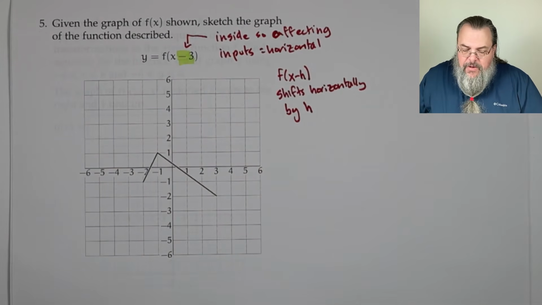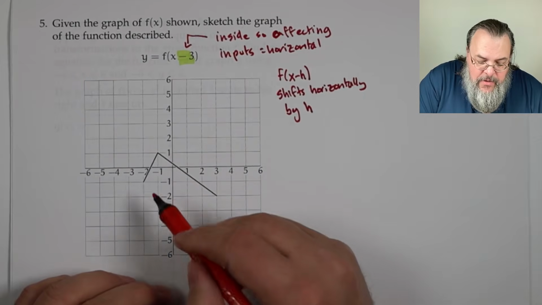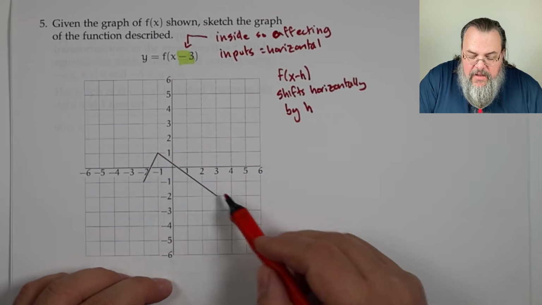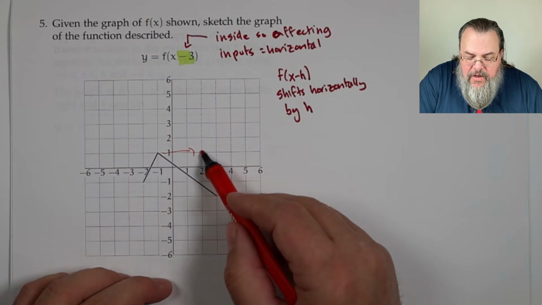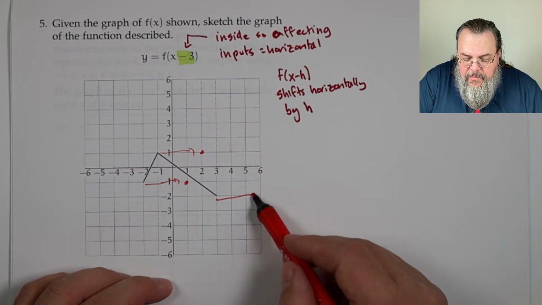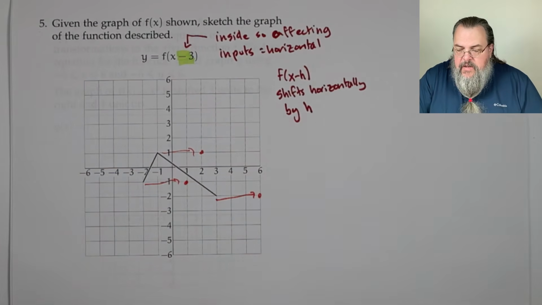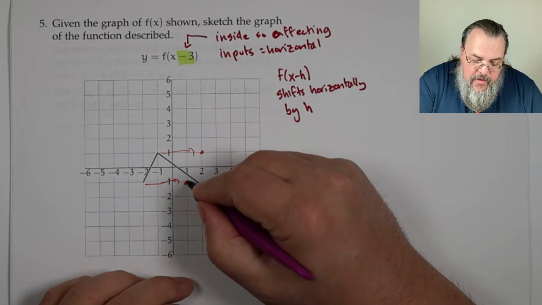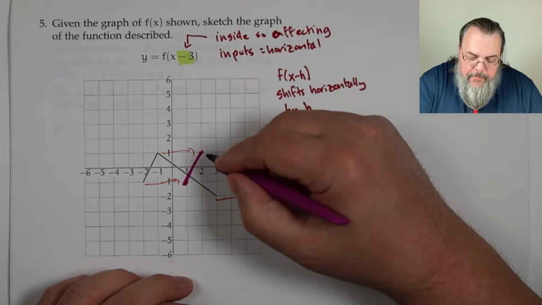So picture-wise, what's going to happen? Well, since this is straight line segments, we can just move everything across by 3. So I'm just going to move everything over by 3. And we get our new curve. So it's going to look, I'm going to draw it here.